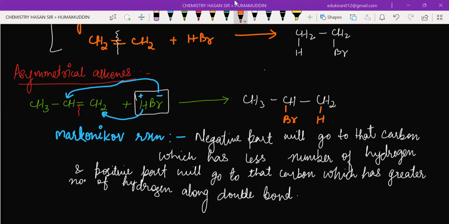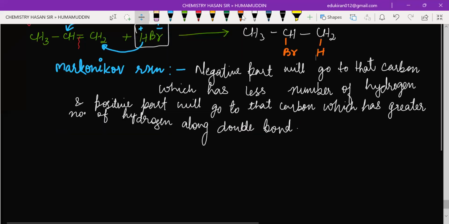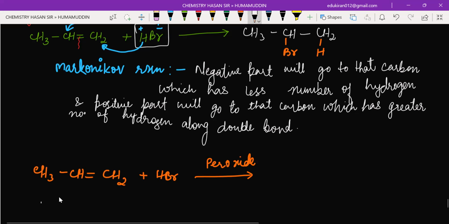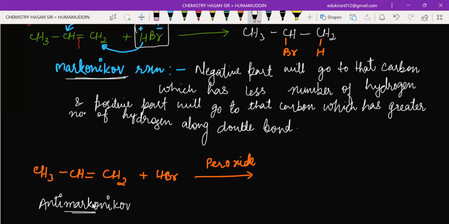Very good. Now you can see that if the same reaction is carried out, only the difference is that this alkene reacts with HBr in the presence of peroxide. In the presence of peroxide, that represents it is anti-Markovnikov. And you know, Markovnikov is opposite of anti-Markovnikov, or you can say anti-Markovnikov is opposite of Markovnikov.